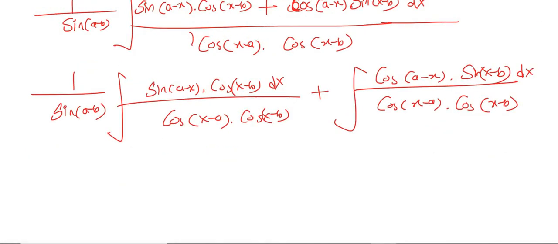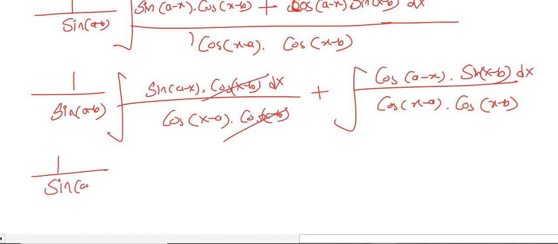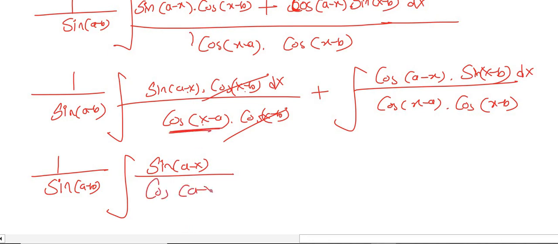Do you think anything is cancelling? See here, cos x minus b, this is cancelling. Let me write down at least one thing got cancelled. Cos x minus b, and this is cancelled. So what is sin a minus x and cos this? See, sin a minus x, and this can be written as cos a minus x. Why? Why can we write it?